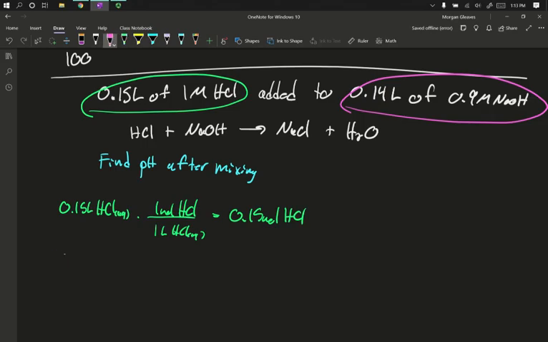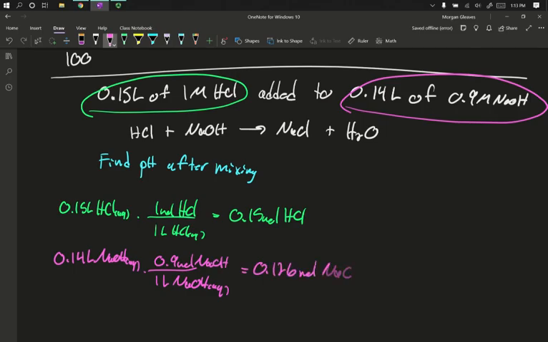In terms of our hydroxide, I had 0.14 liters of the sodium hydroxide solution. In every 1 liter of the sodium hydroxide solution, there's 0.9 moles of sodium hydroxide, which will be 0.126 mole sodium hydroxide. Well, they're 1-to-1 in my balanced reaction, and so I have less sodium hydroxide. That's my limiting reagent, which means I have leftover HCl. These are going to react with each other.